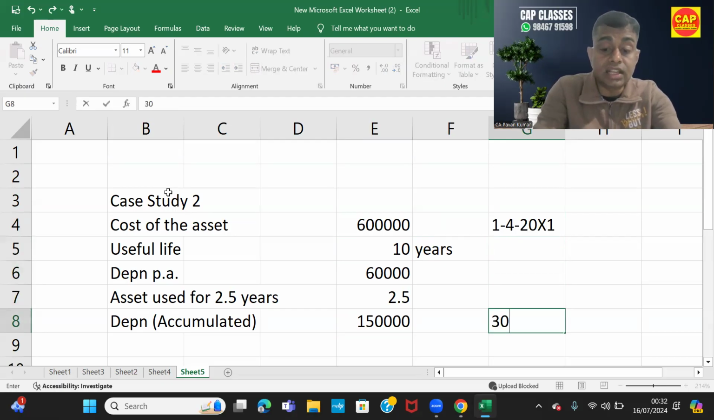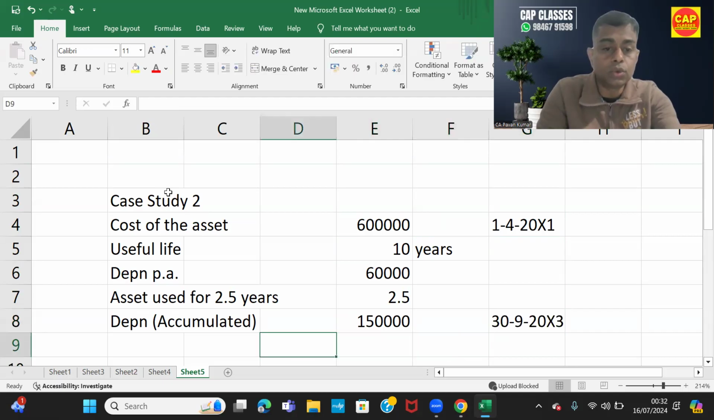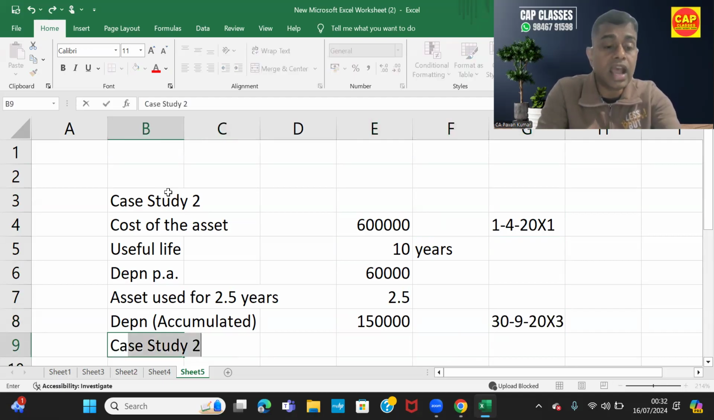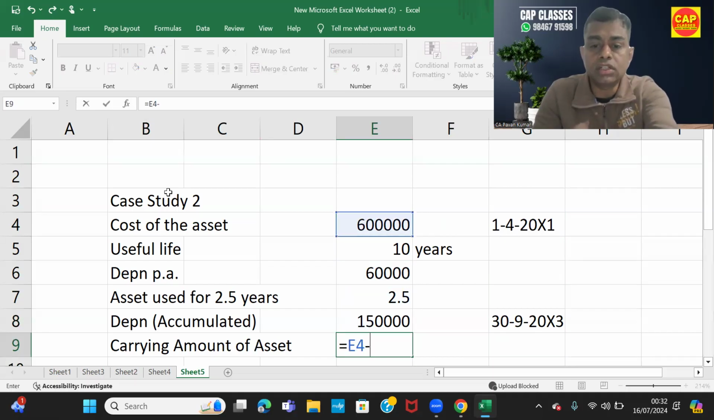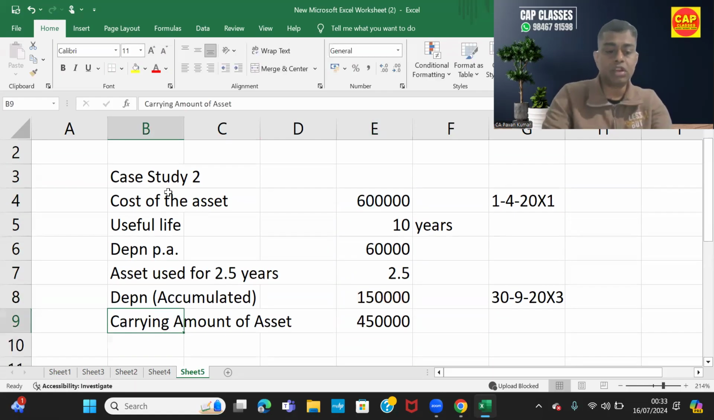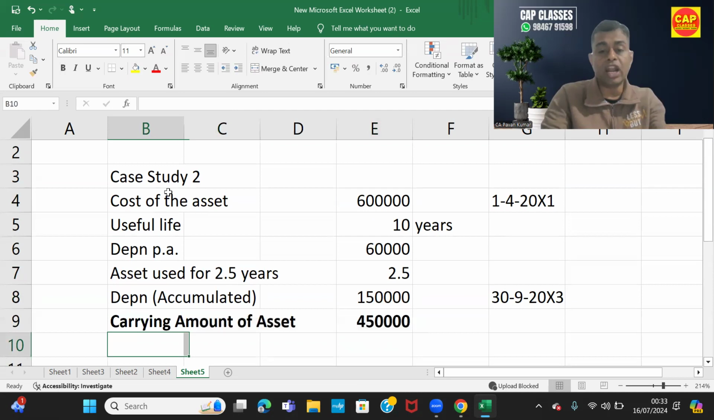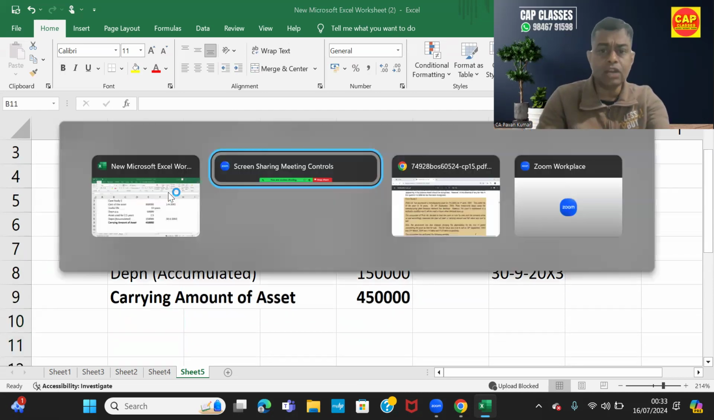So this is 30th September 20X3. Here I write carrying amount of asset at the end of 2.5 years. This is cost of the asset minus accumulated depreciation. So carrying amount today is 4,50,000. These are the basic workings.